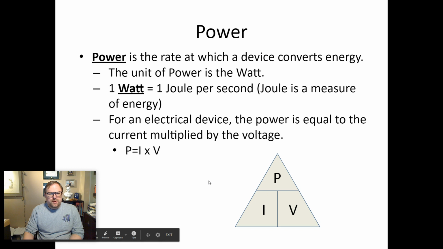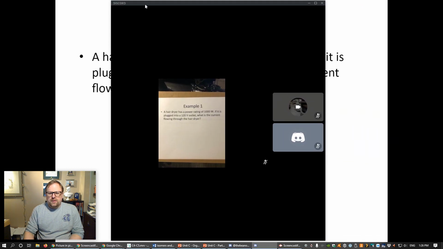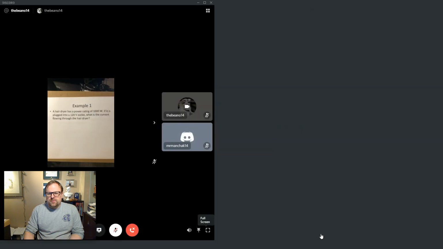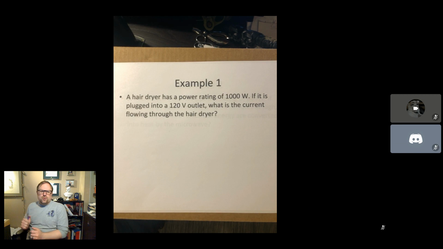Okay, so let's switch to the next slide, and you guys should have this in front of you. I'm going to drag this in, and then we will maximize it, and we can see what's going on. So our example says a hair dryer has a power rating of 1,000 watts. If it is plugged into a 120 volt outlet, what is the current flowing through the hair dryer?